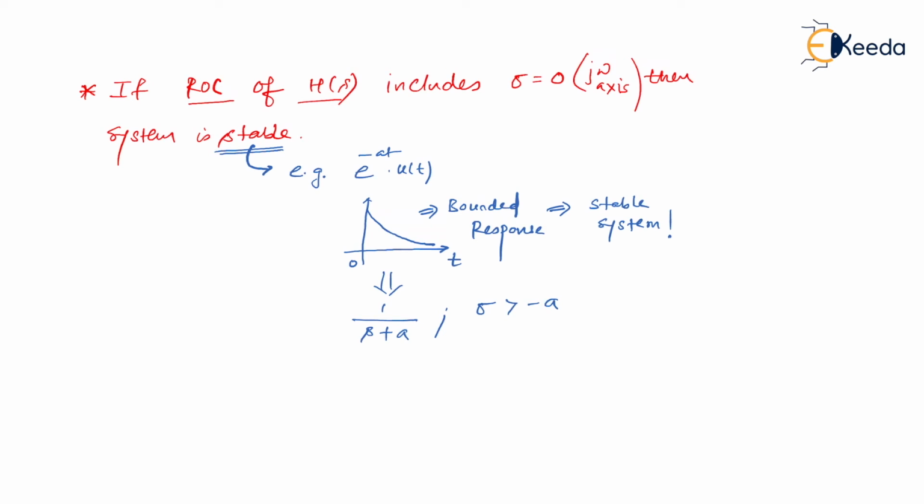If you remember, this minus a, that is the coefficient of t, is nothing but a pole. And since this is multiplied with u of t, it means sigma will always have a greater relation with respect to the pole, and therefore sigma greater than minus a becomes the ROC. And if you plan to draw this ROC, it will be like this.